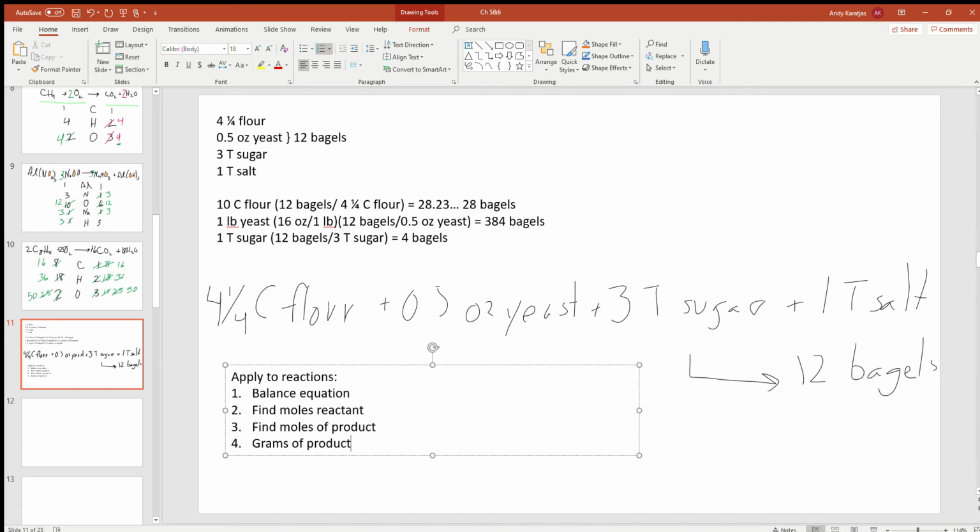Sometimes you might need to go the other direction. You're given an amount of product, you need to figure out the starting material. You just work through these steps backwards. So you will again always balance the equation first, but then you'll take the grams of product, go to moles of product to moles of reactant to grams of reactant.